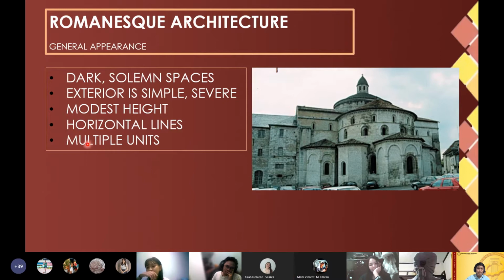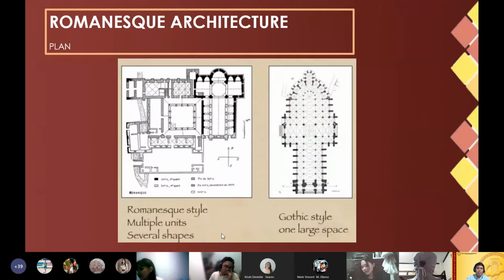This part right here, the last one, multiple units, we can describe it in this way. In Romanesque architecture, we have here the church, and part of the church, ni-extend siya. So that becomes a multiple unit and also changes the shape of the building, changes the shape of the church.